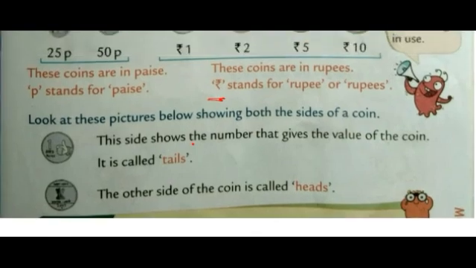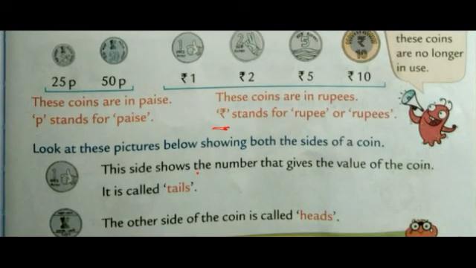Look at this picture below showing both sides of a coin. Now in a coin there are two sides. The side which you can see here shows the number that gives the value of the coin. It is called tails. And the other side of the coin is called heads.